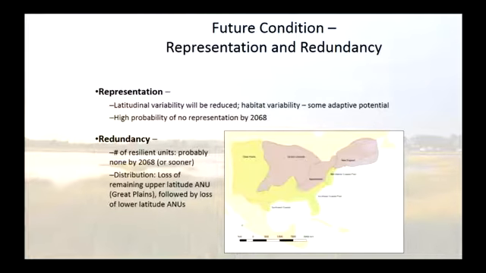And so, you know, redundancy and representation, if all of your analysis units are likely to go extinct within 50 years or 53 years or something, you know, you have very low representation of the future and low resiliency and low redundancy.